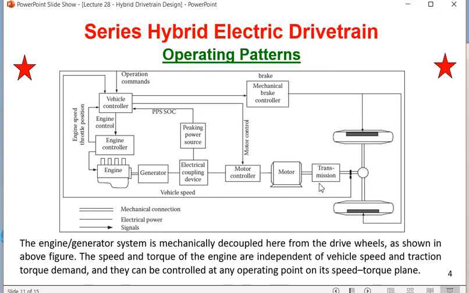Whenever the vehicle is going downward, at that time there will be regenerative braking. The wheel will rotate and this motor will act as a generator in that case, and the power will be fed back from the motor to the motor controller, to the coupling device, to the peaking power source. That means this battery or peaking power source will get charged when there is electrical braking or regenerative braking. So all these things you have to explain.